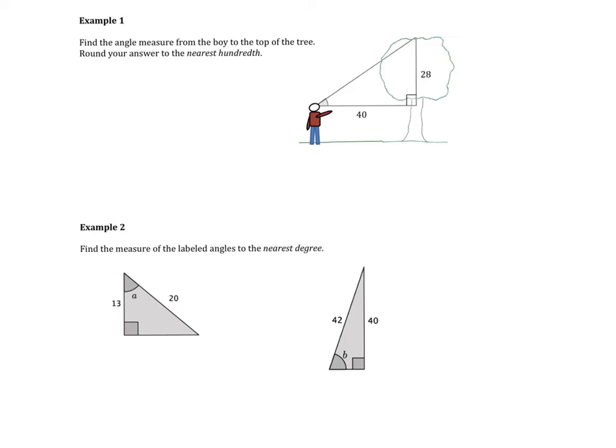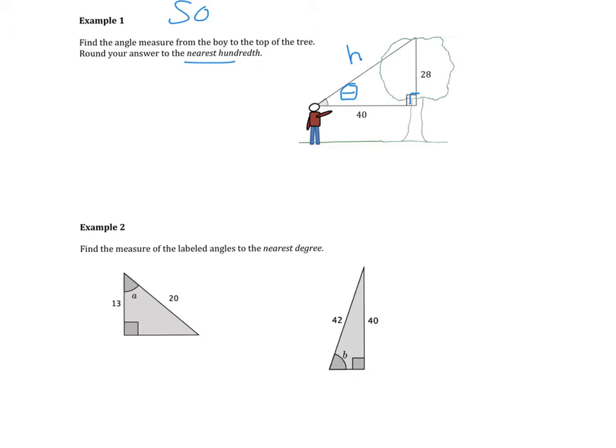So we want to find the angle measure from the boy to the top of the tree. So that's this angle here. You can put an x there, you can put theta. I prefer theta, the Greek variable. Round your answer to the nearest hundredths. So here's my right angle. Across from it we know is the hypotenuse, so we're not doing anything with the hypotenuse.